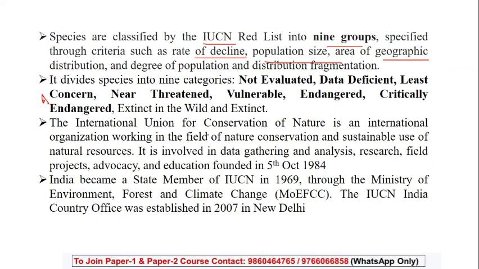The International Union for Conservation of Nature, that is IUCN, is again an international organization working for the sustainable use of natural resources, and it was founded in 1948. India became a member in 1969 with the help of the Ministry of Environment, Forest and Climate Change. This is of importance, and the office was established in 2007 in Delhi.